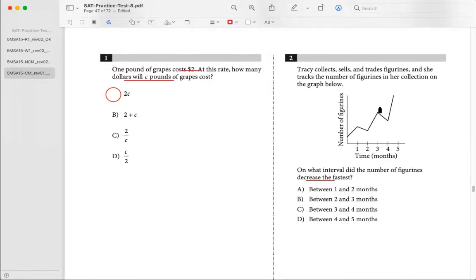2 to 3 months, nope, that's a straight increase. That's wrong. 3 to 4 months, that's an increase, but a bit steeper, so that would be a faster one. Which makes A wrong. And then D, 4 to 5 months, that's a steep increase. It's talking about decreasing the fastest, so that's why C should be the right answer.